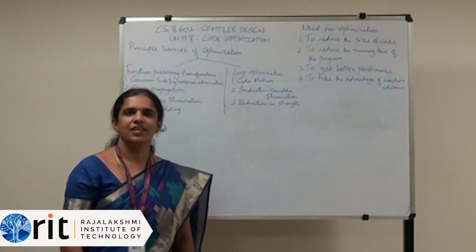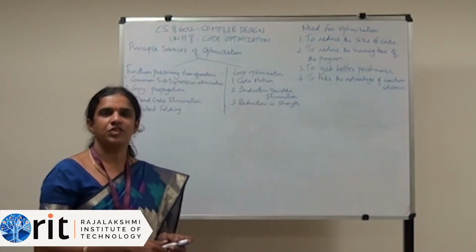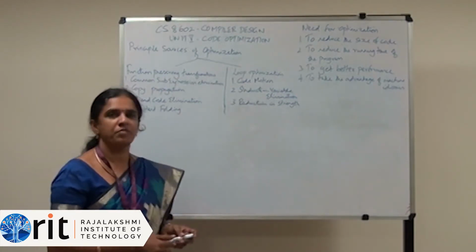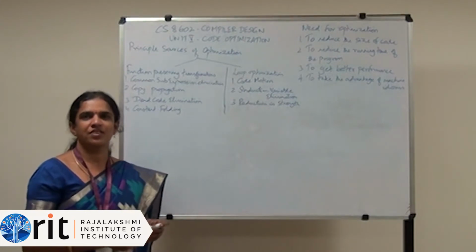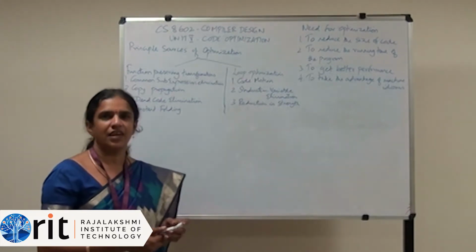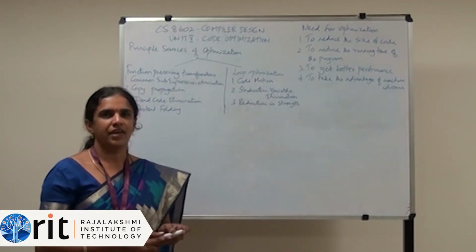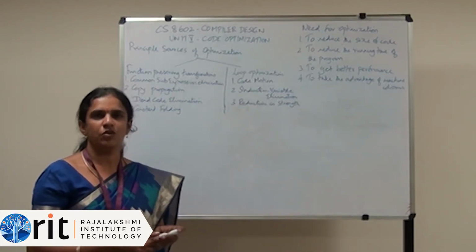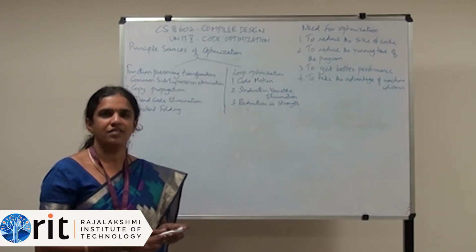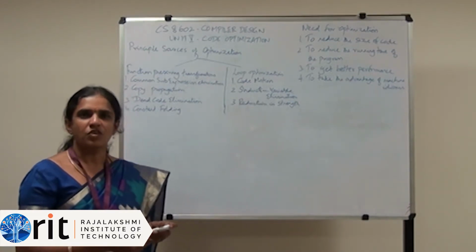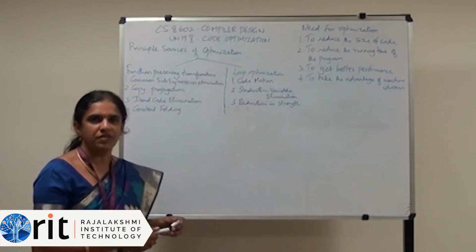Dear students, in this lecture we are going to see principal sources of optimization in the 5th unit, code optimization, in compiler design. We all know that there are 6 phases of compiler. Number 1 lexical analysis, number 2 syntax analysis, third phase is semantic analysis, fourth one intermediate code generation, the 5th phase is code optimization, and the last phase is code generation. So before generating the target code, there is a need for code optimization.